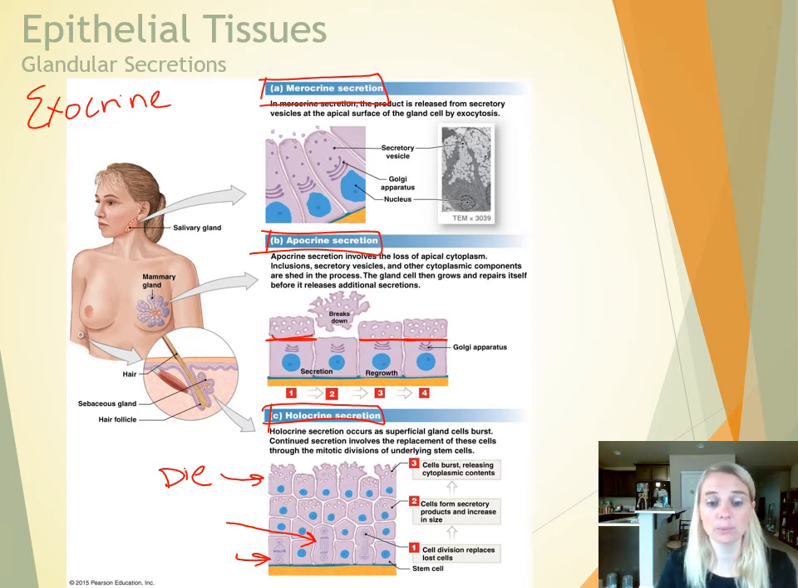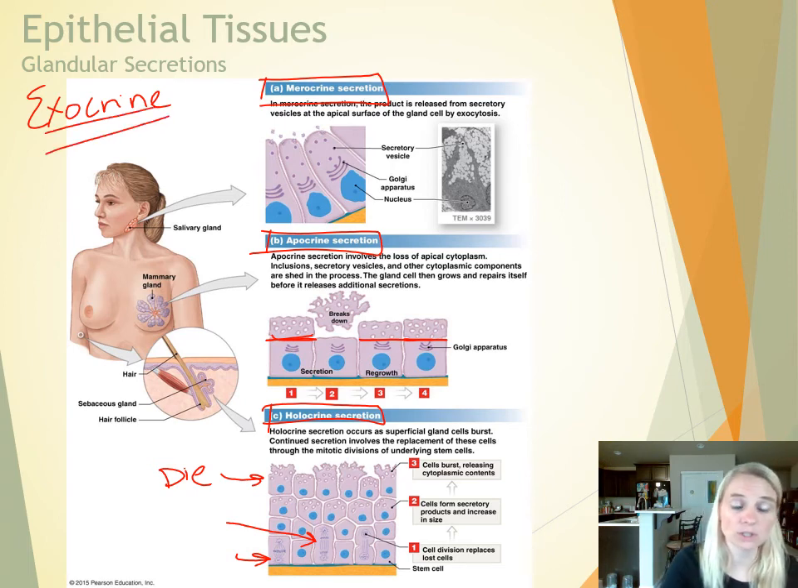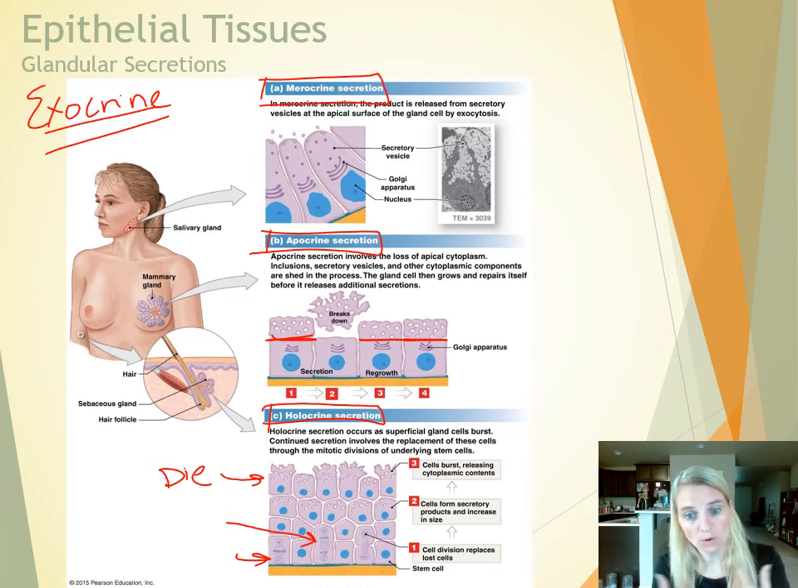So merocrine, apocrine, and holocrine mechanism secretion for exocrine secretions, not endocrine, not hormones. Things like saliva, oil, sweat, mammary glands, earwax, mucus in your nose, all of those would be secreted by these exocrine secretions by varying mechanisms, the merocrine, apocrine, or holocrine.